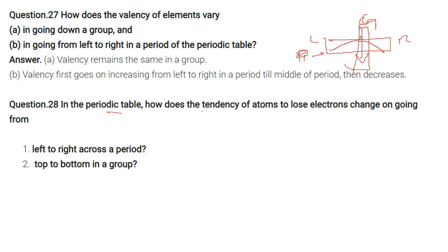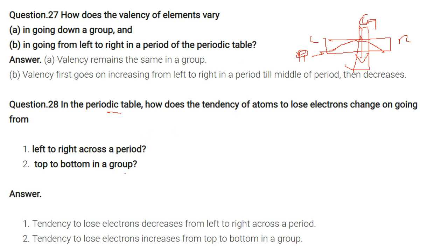In the periodic table, how does the tendency of atoms to lose electrons change on going from left to right across a period? The tendency to lose electrons decreases from left to right across a period, and from top to bottom in a group the tendency to lose electrons increases.